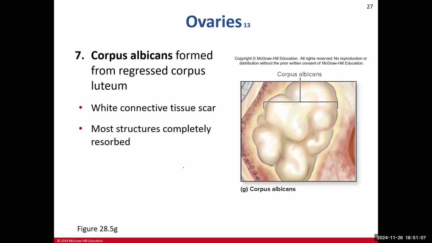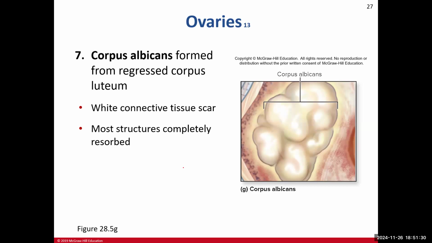So again, think of the follicle as a structure that is going to help with the development of the oocyte. It helps to promote its maturation from prophase 1, helps it to complete meiosis 1, then enter into meiosis 2, and then arrest in metaphase 2.